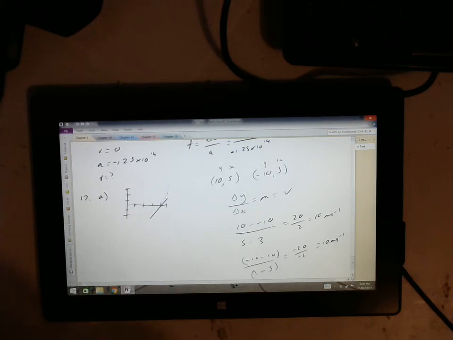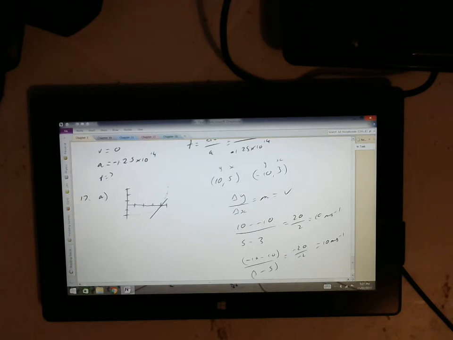The answer for 17A, when I can find it, there it is, 17A is approximately 13 meters per second. Now, that's not too bad guessing by eye, so I don't know, maybe I should have gone a bit steeper on that. With that sort of question on an exam, you're never going to get it perfectly right.